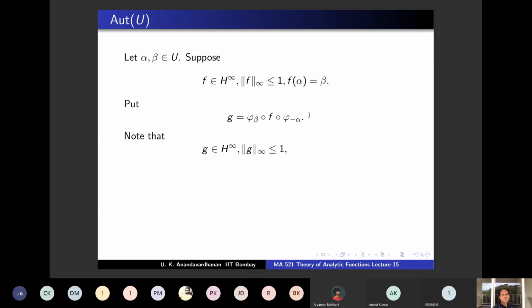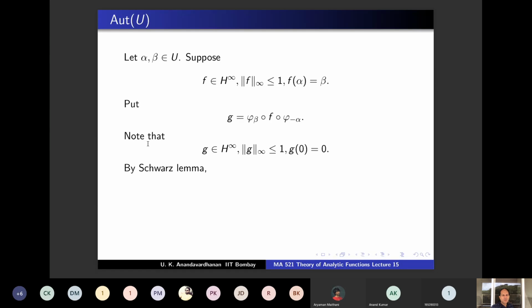Just alpha. And what is f of alpha? Beta. And what is phi beta of beta? 0. So g of 0 is 0. So you are in the Schwarz lemma situation. You have a function with this property and g of 0 is 0. Therefore Schwarz lemma applies to g. So by Schwarz lemma, what can you conclude?